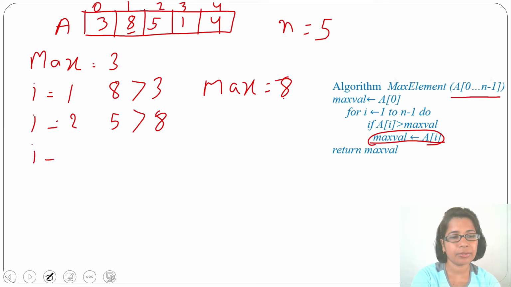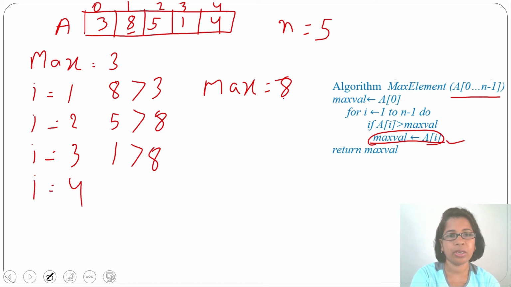Next, I equals 3. If A3 is greater than max value, what is A3? A3 is 1. Is 1 greater than 8? No. So it will not execute this if part. Next, I equals 4. What is A4? A4 is 4. Is 4 greater than 8? No. So we will not execute this part.